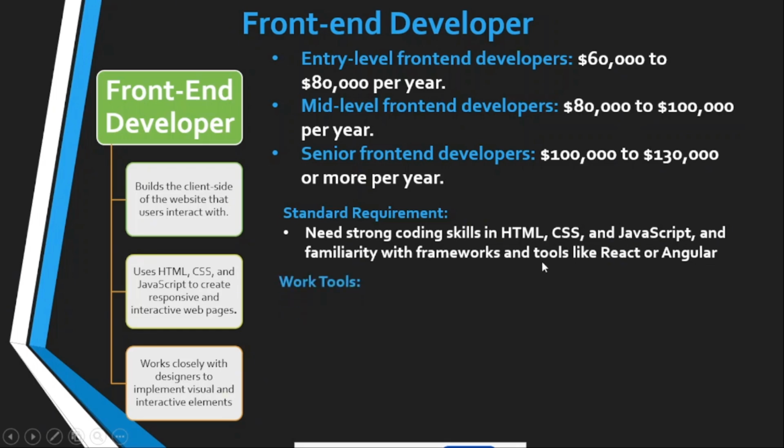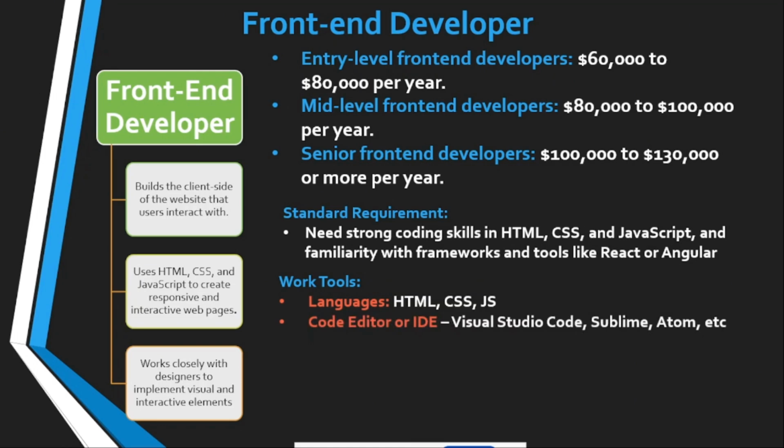And what working tools do they use for their languages? Like I said, HTML, CSS, and JavaScript. These are the languages involved in front-end development. For the code editor, what they use to write their code, they usually make use of Visual Studio Code, Sublime, Atom, and so on. These are applications they use to write their code. For the designers, like I said, they make use of Figma, Canva, Sketch, and so on.